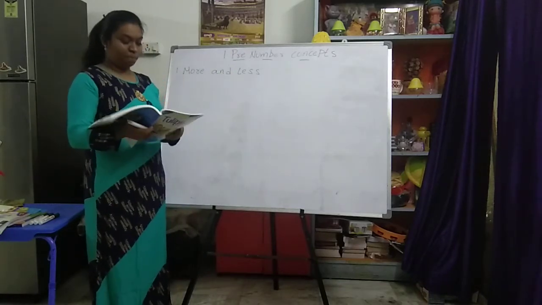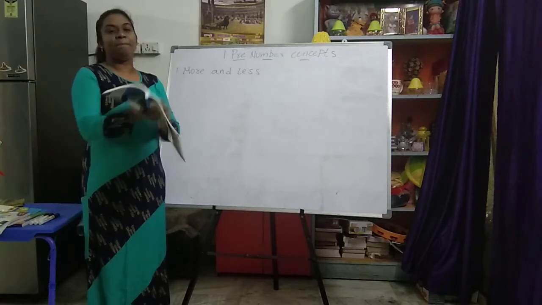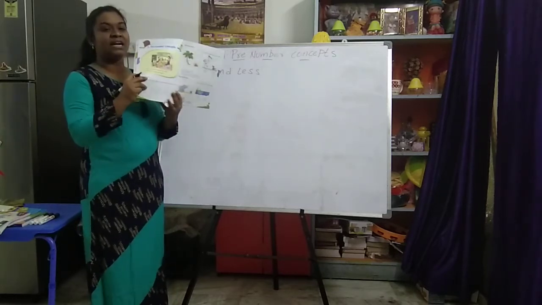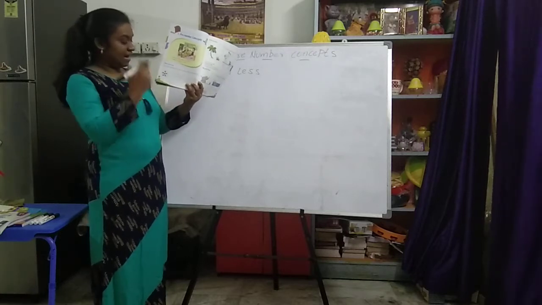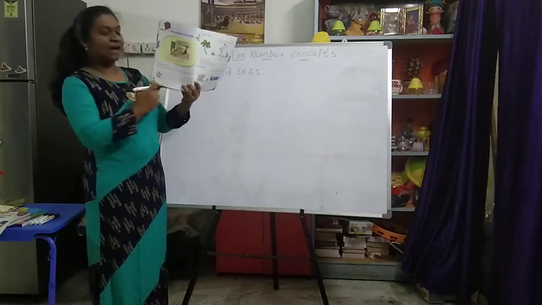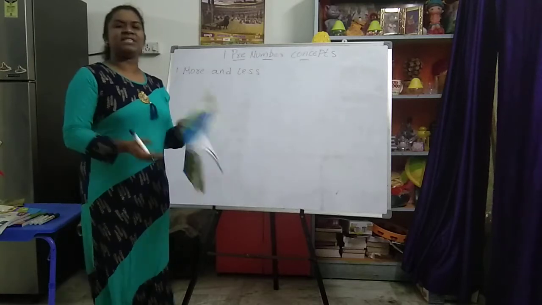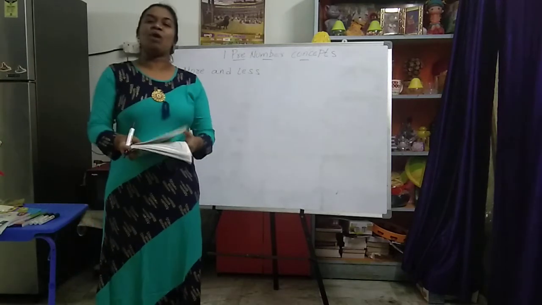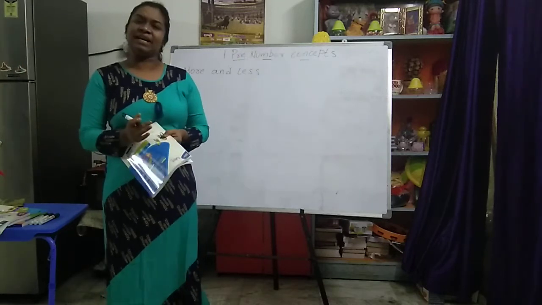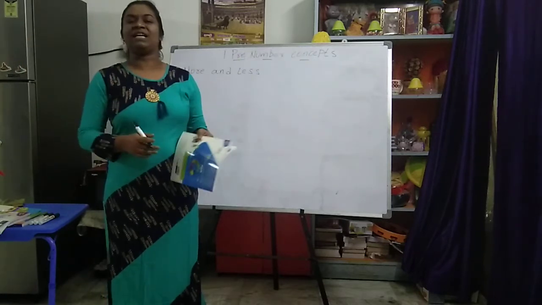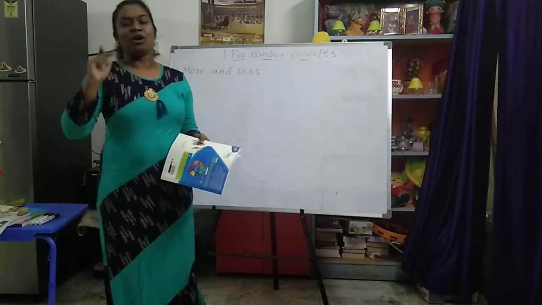Turn your textbooks to page number 54. In page number 54 you can see that there are few images here and it is more and less. Now we can see few stars in one circle and few stars in some circle. Now what is more? More ante enti? Chala, ekkuva. Less ante konni, takkuva. So we are dealing with more and less today.